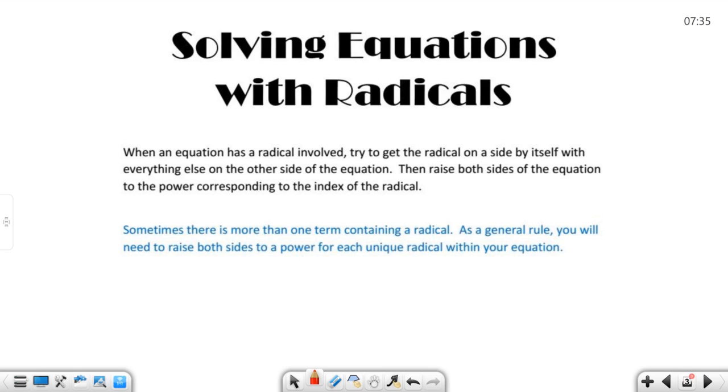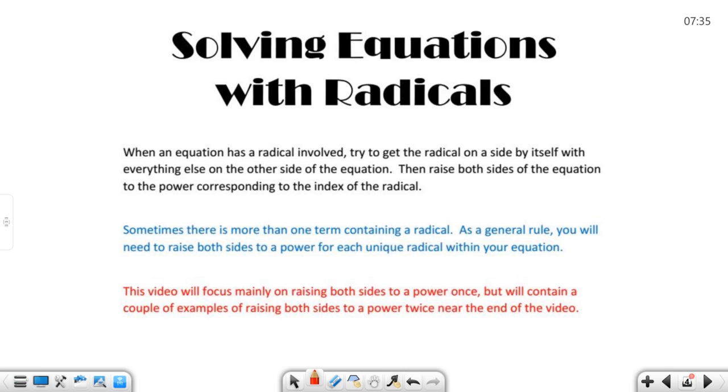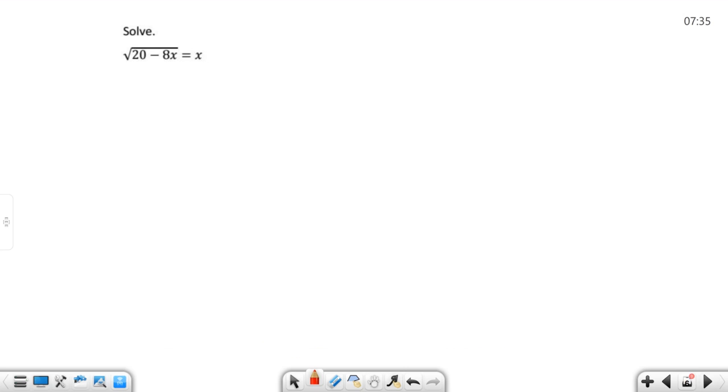As a general rule, you will need to raise both sides to a power for each unique radical within your equation. This video will focus mainly on raising both sides to a power once, but there may be a couple of examples at the end where we have to do it more than once. Anytime you raise both sides to a power, you must check your answer. All right? That's not negotiable. You got to check it.